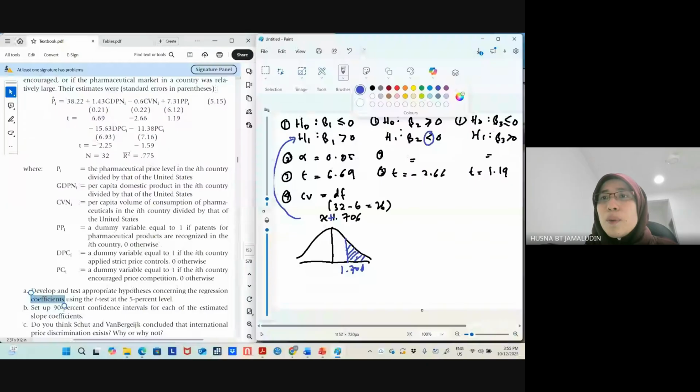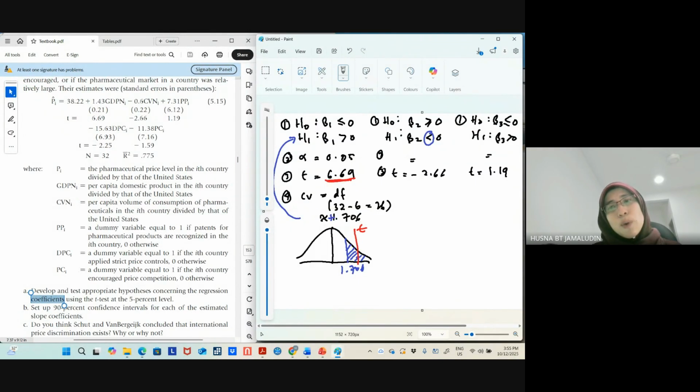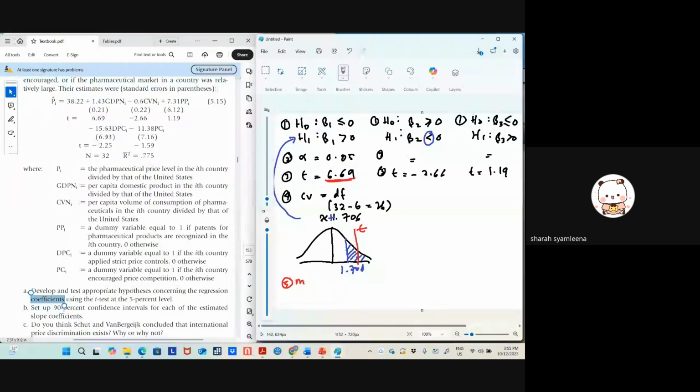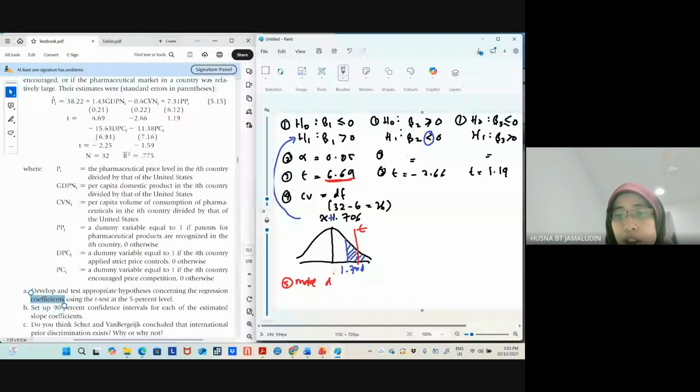So you want to know whether you have to reject or do not reject. So let's see what is your T value. Your T is 6.69. Okay, so your T is inside the rejection region. So when it is inside the rejection region, what will be your conclusion? What will be your decision? So here, yes, you have to make a decision, which is, don't just put reject. Reject what? Reject H0. Okay, so you are rejecting the H0. So when you are rejecting the H0, what would you say? So now step number 6, you have to interpret.